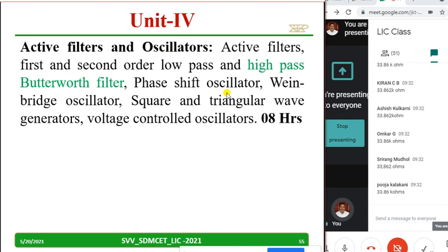Now, a last part is remaining in the filter. We have discussed first order and second order low pass filter. We have discussed first order high pass filter. High pass filter we have to discuss first order and second order.